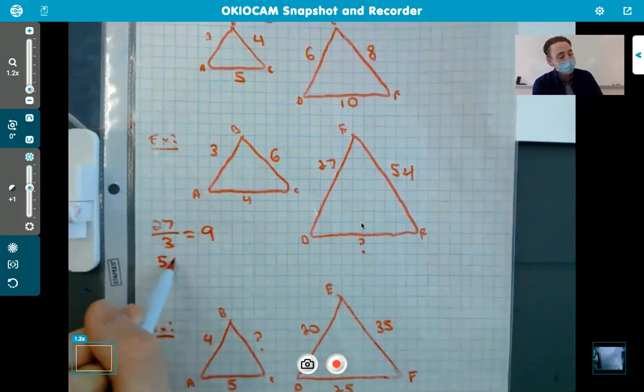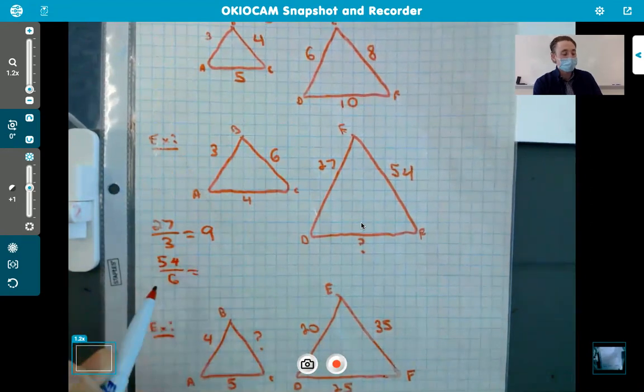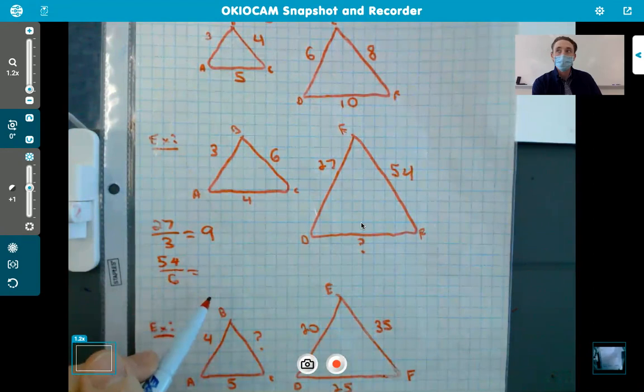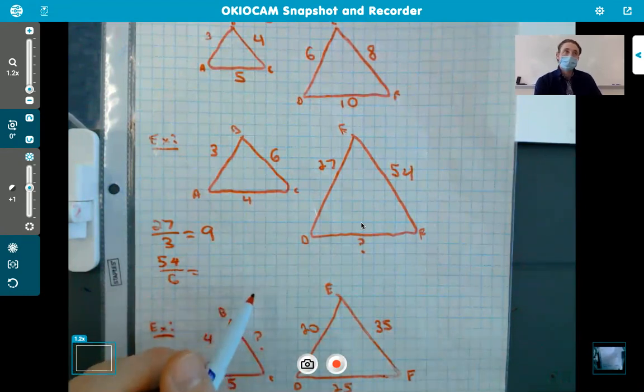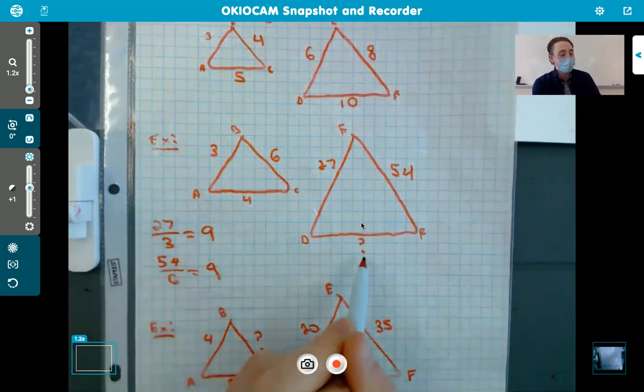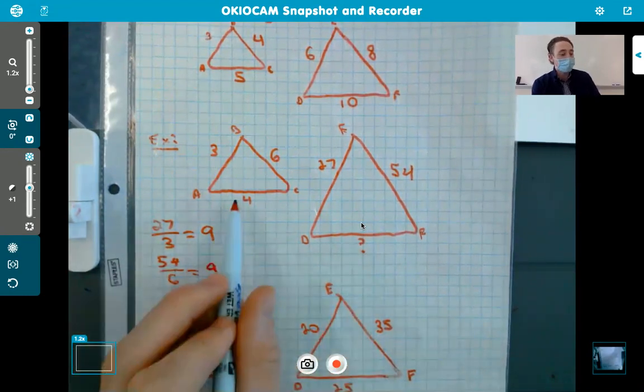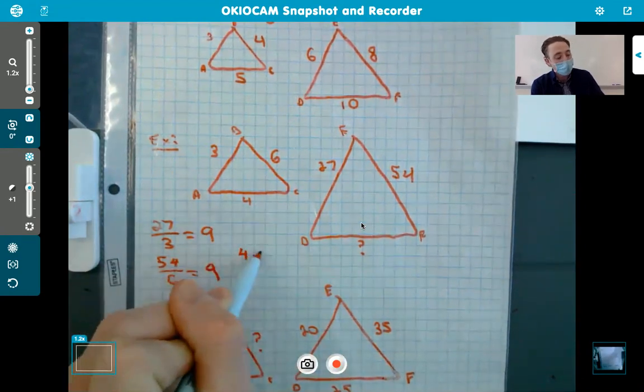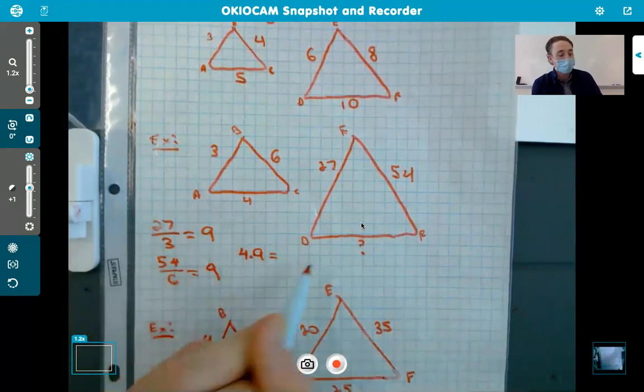Is that the same thing for 54 divided by 6? What's 54 divided by 6? Nine also. So then I have to ask myself, what number divided by 9 is going to give me 4? Or you could say, what's 4 times 9? And that should give you the missing side length.